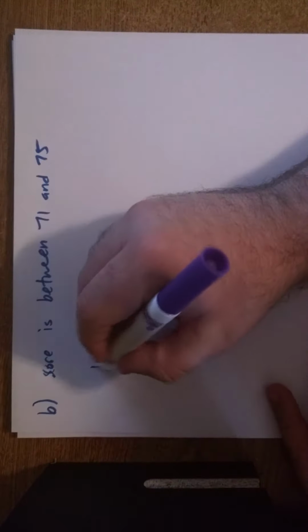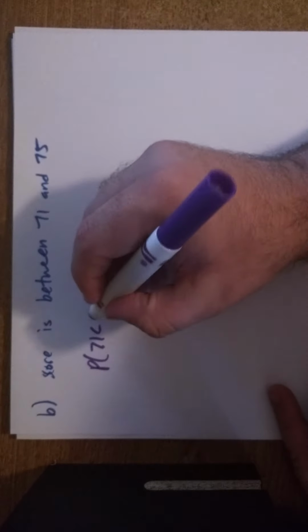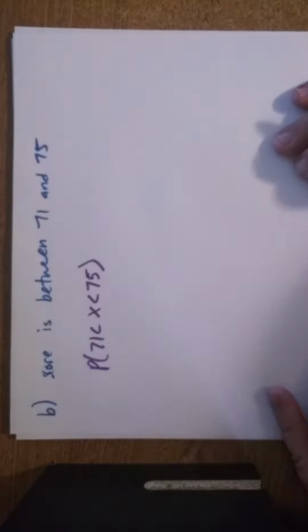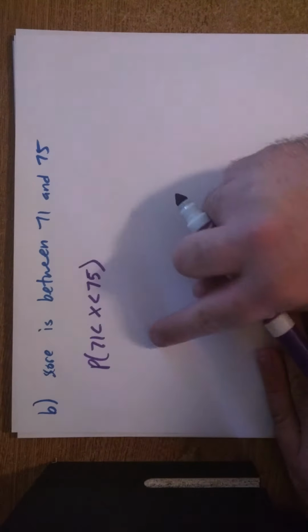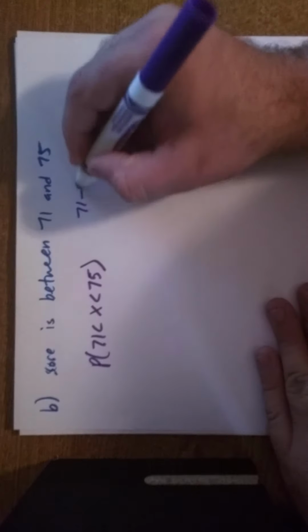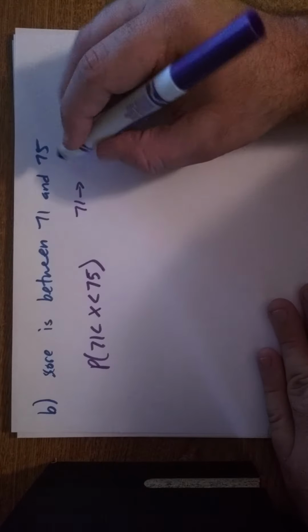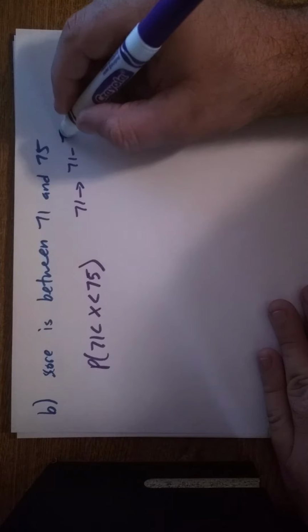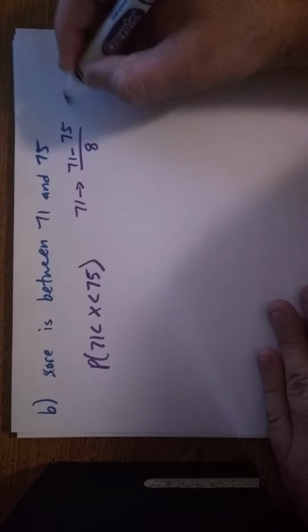Let's find the probability of scores between 71 and 75. So 71, what this looks like in terms of the P of X notation, that's what we're trying to find. We need to convert these to their corresponding z-scores. So let's go ahead and do 71. To find its z-score, we do 71 minus the mean, which the mean was what, 75? Divided by the standard deviation.